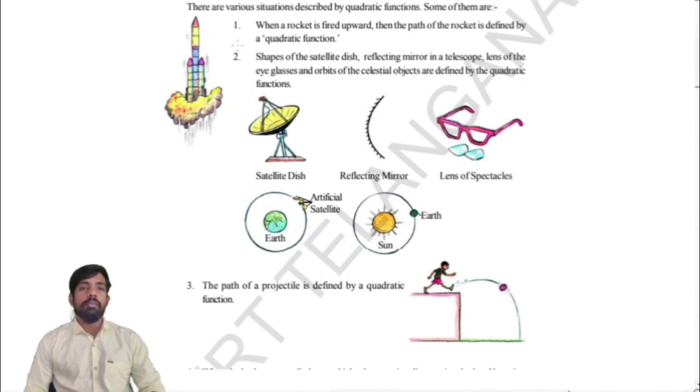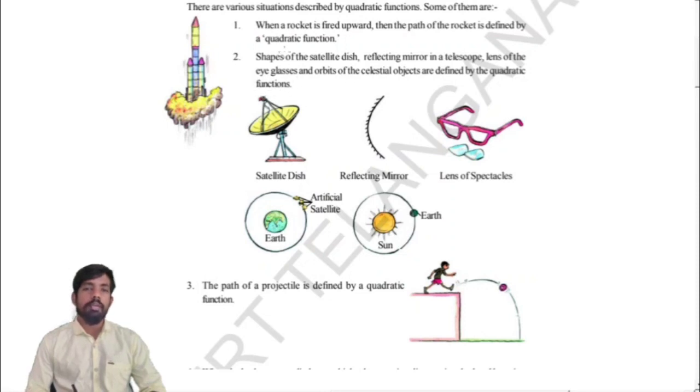Now we have various situations described with a quadratic function. Some of the uses of quadratic functions: when a rocket is fired upwards, the path of the rocket is defined by a quadratic function. It will move in a parabolic path. In the same shape are satellite dishes, reflecting mirrors in telescopes, lenses of eyeglasses, and orbits of celestial objects, which are defined by the quadratic function.